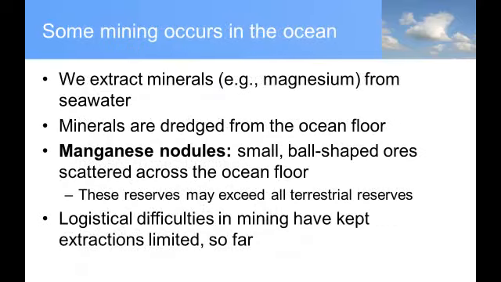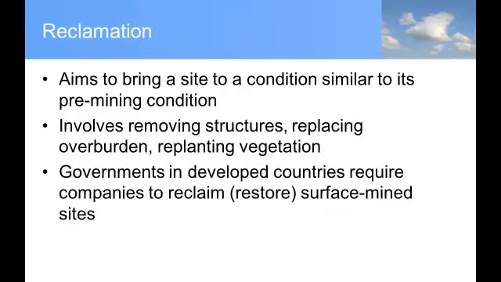There's some mining in the ocean where we extract some minerals by dredging the ocean floor or extracting things like magnesium from the seawater. Manganese nodules are small ball-shaped ores that are scattered across the ocean floor. These could be a potential resource, but so far, current techniques cost more than the manganese is worth, so it's still just a theoretical possibility.